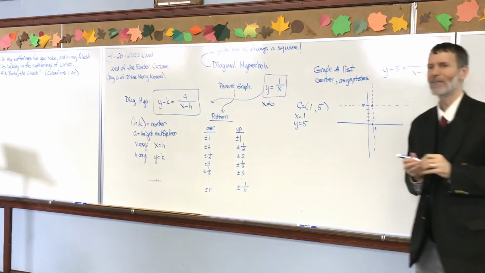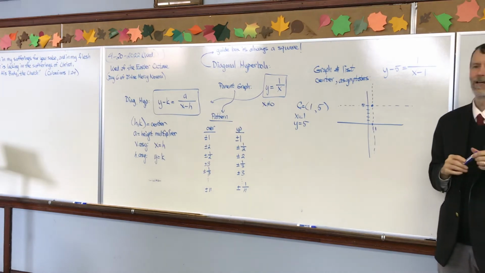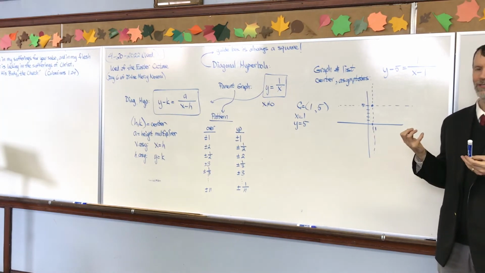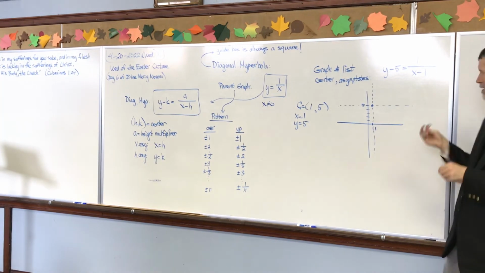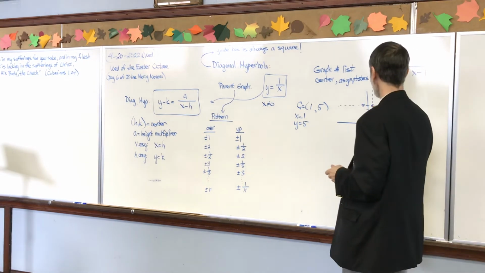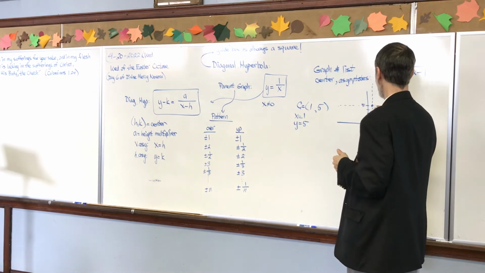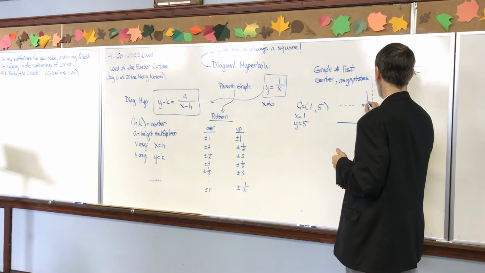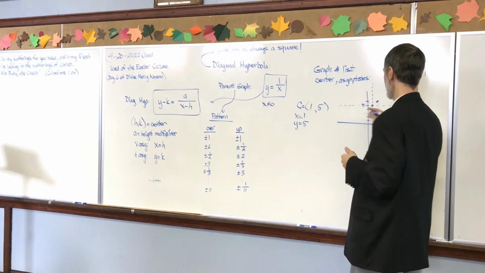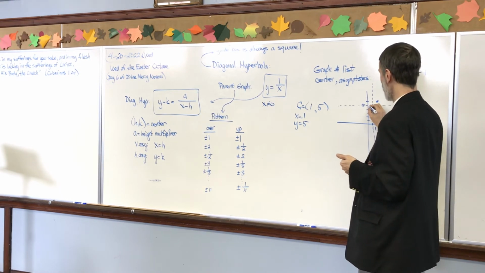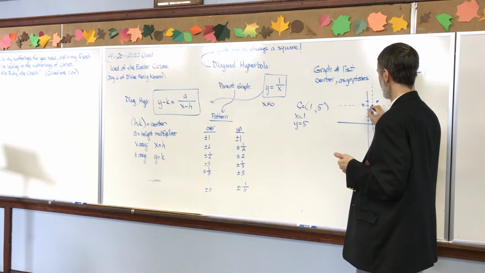Can anybody tell me how to graph this thing? What's the pattern that you use? Right, go ahead. Start at the center and go where? To the right one, up one. Good. Go backwards. What if you want left one? Down. Down one.